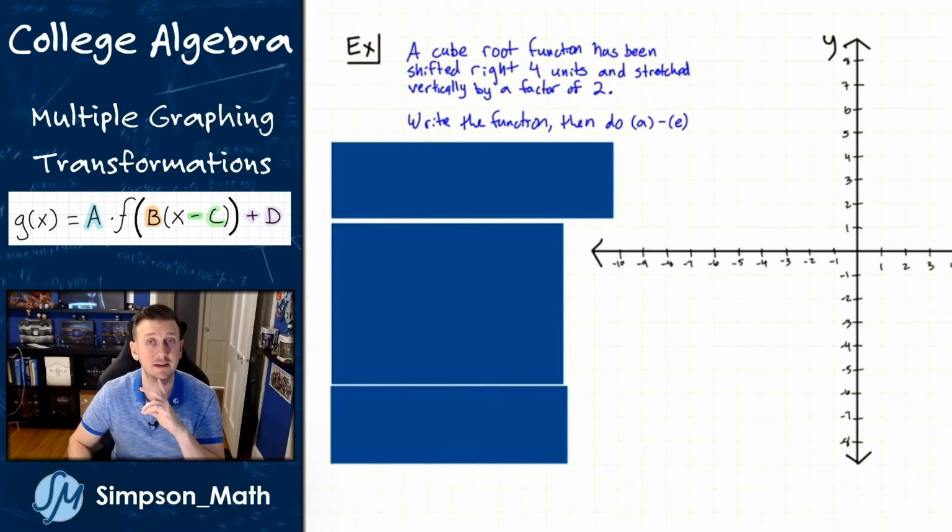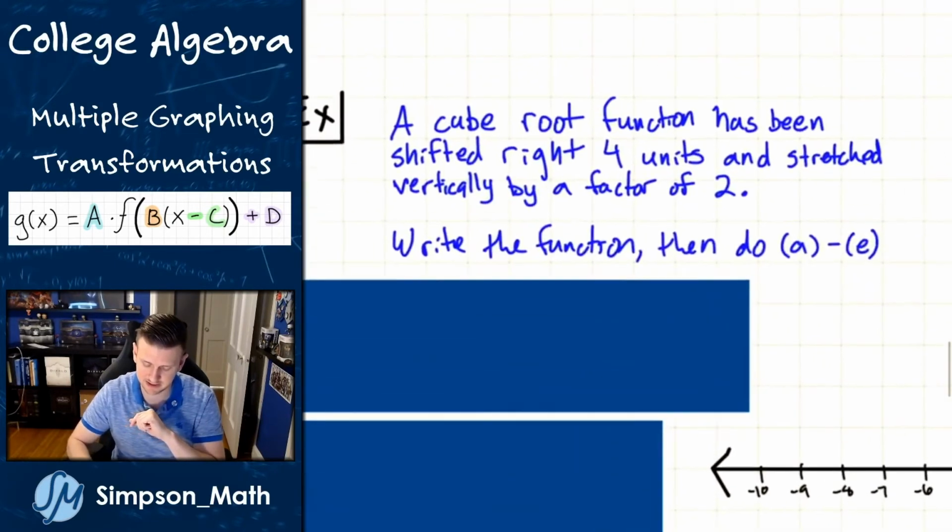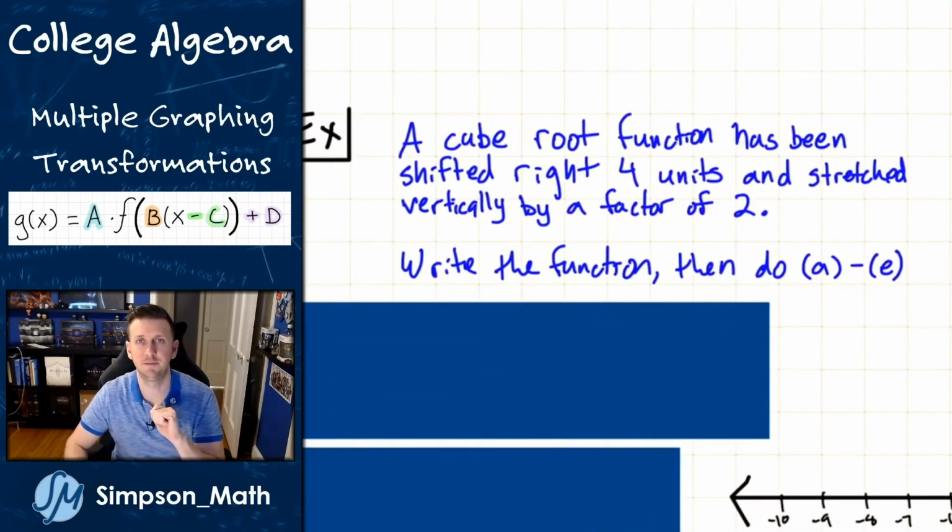All right, so let's take a look at this example, but this time I don't see the equation. I don't see what we're graphing. I just see a description of it. So let's read what it says. It says, a cube root function has been shifted right 4 units and stretched vertically by a factor of 2. So let's write the function and then we'll do those 5 steps.